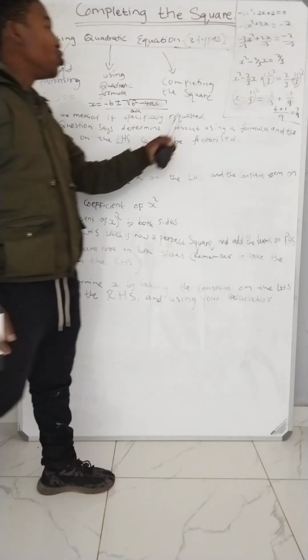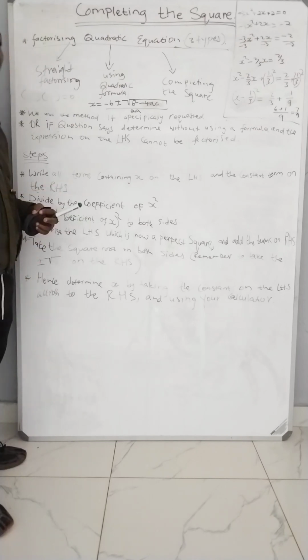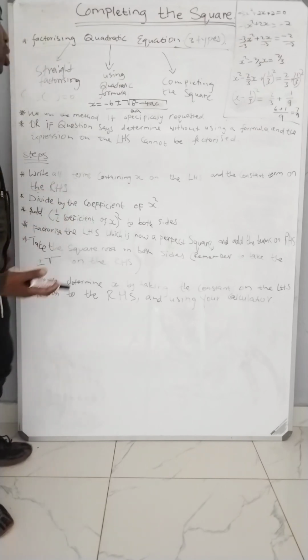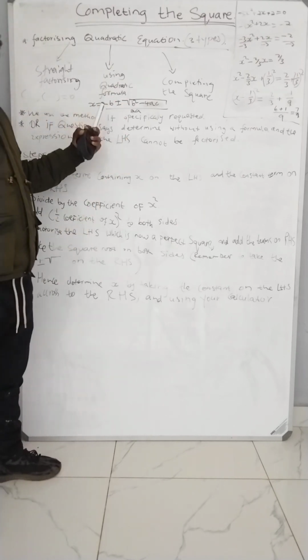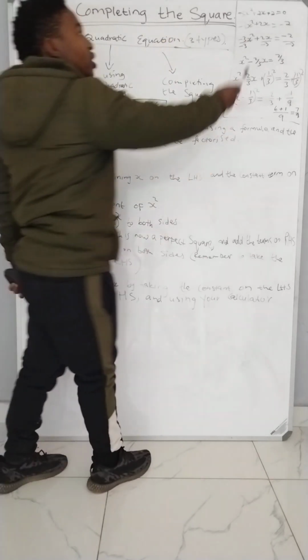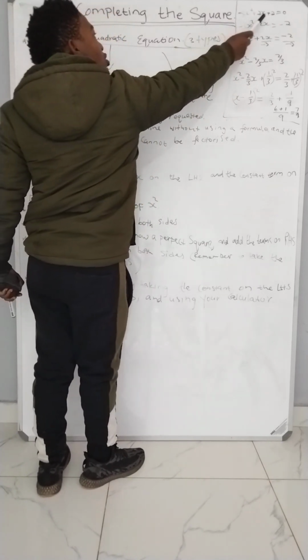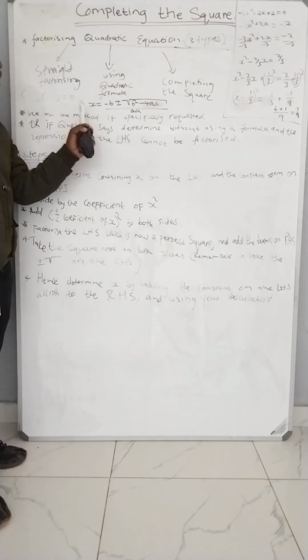Now, when do you use this method, completion of the square? We all know by now that when you have an equation, you can just go straight ahead and factorize. When the equation is not factorizable, or it is a bit difficult, or it will take you longer in an exam, you just go straight ahead and use the quadratic formula, which is faster and simpler because you put the equation in standard form, then you have your value of a, your value of b, and your value of c. You plug them in here, then you get the answer x.